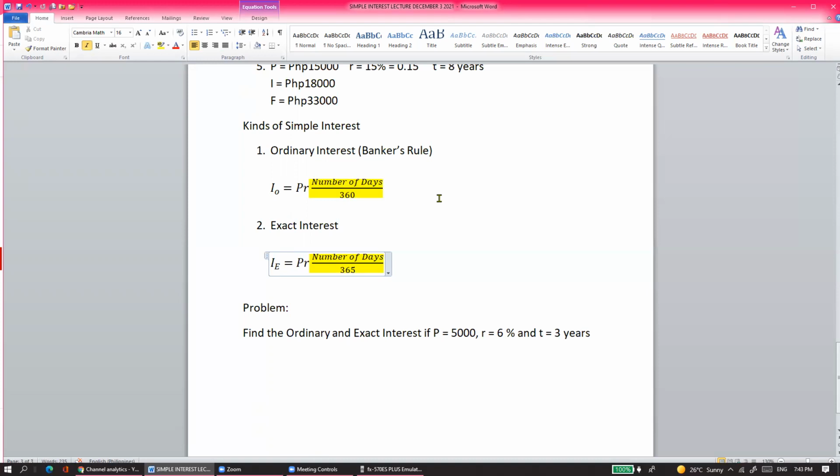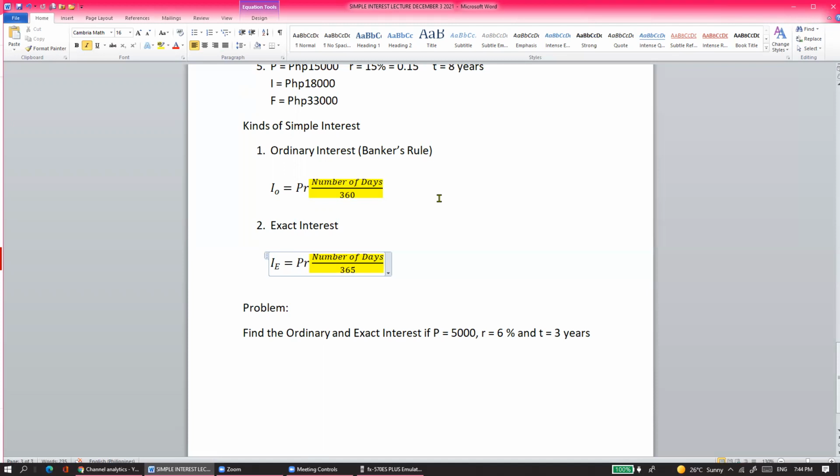Now, what will happen? Kung sa problem, hindi naman in-state kung ordinary interest ba o exact interest, pero nagbigay siya ng number of days, automatiko, ordinary interest tayo. Basta walang nasabing ordinary interest or exact interest, that is automatic na banker's rule lang gagamitin. Never na never mong pipiliin ang 365. Dahil kahit na hindi nabanggit sa problem na yan ay exact interest, automatic ordinary interest yan. Never mong pipiliin ang exact interest.